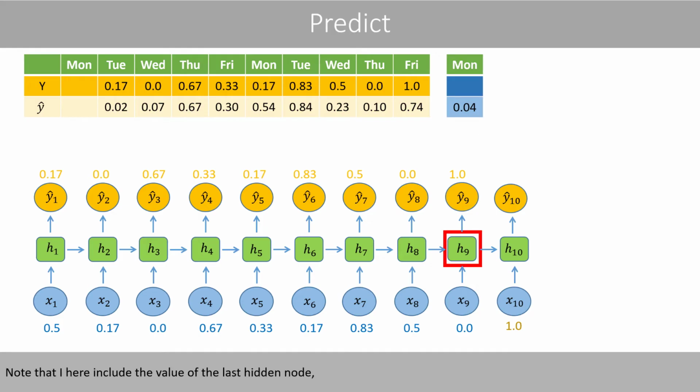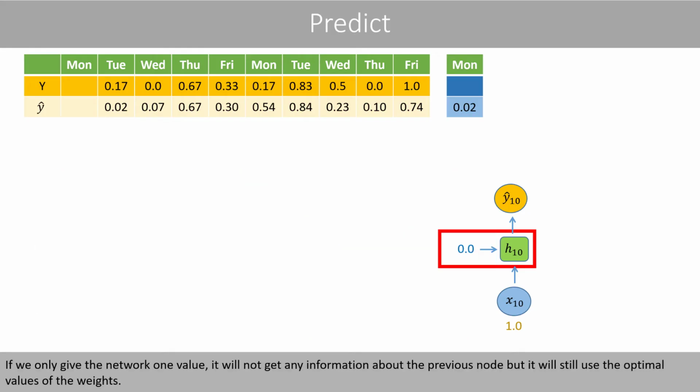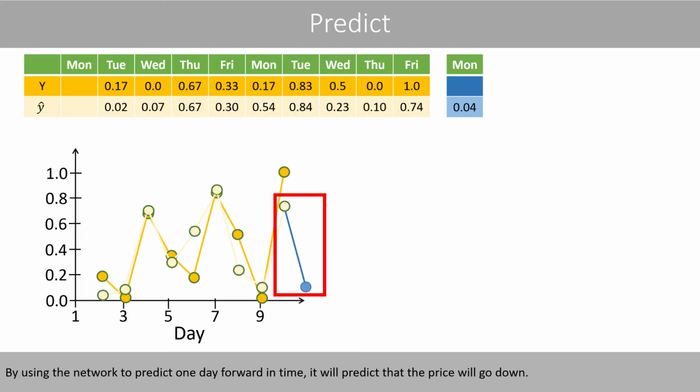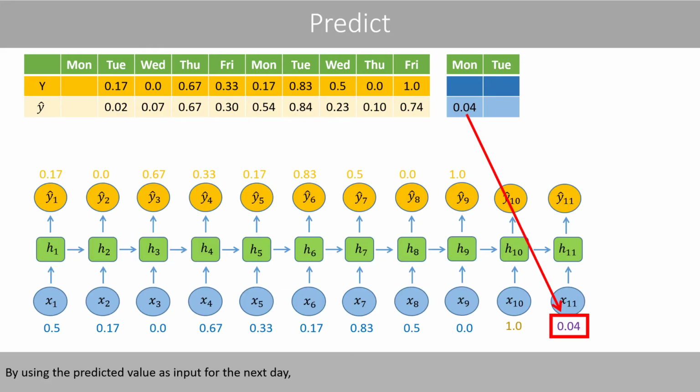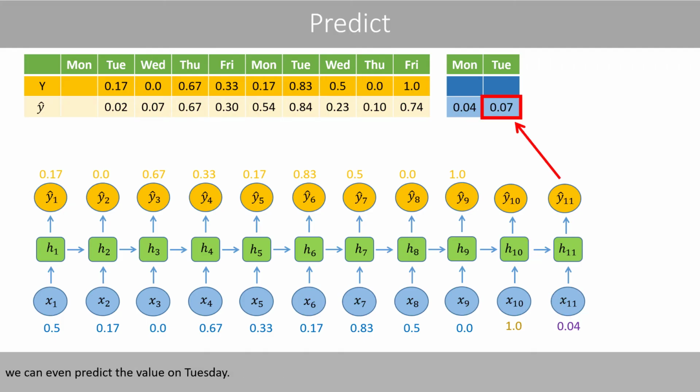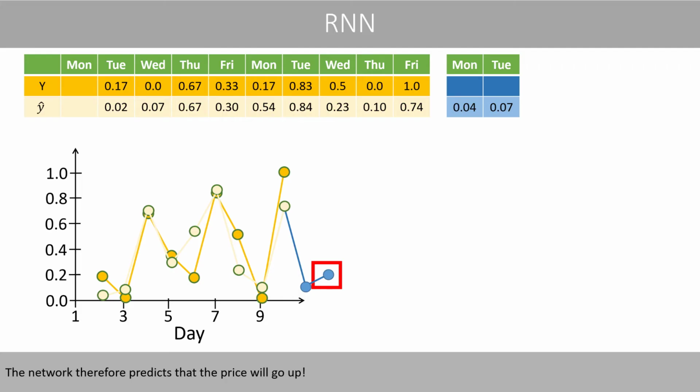Note that I here include the value of the last hidden node, so that the next hidden node gets information from the previous hidden node. If we only give the network one value, it will not get any information about the previous node, but it will still use the optimal values of the weights. By using the network to predict 1 day forward in time, it will predict that the price will go down. By using the predicted value as input for the next day, we can even predict the value on Tuesday. The network will therefore predict that the price will go up.